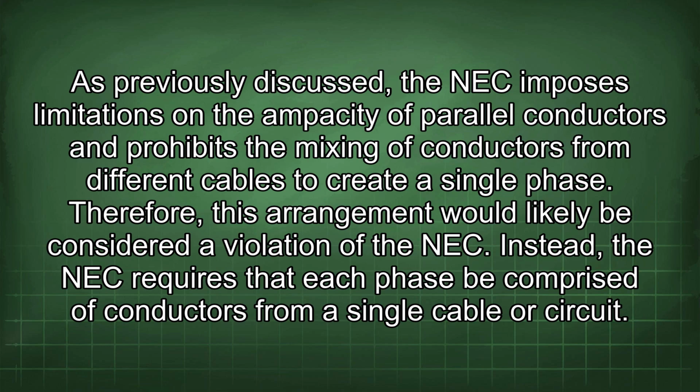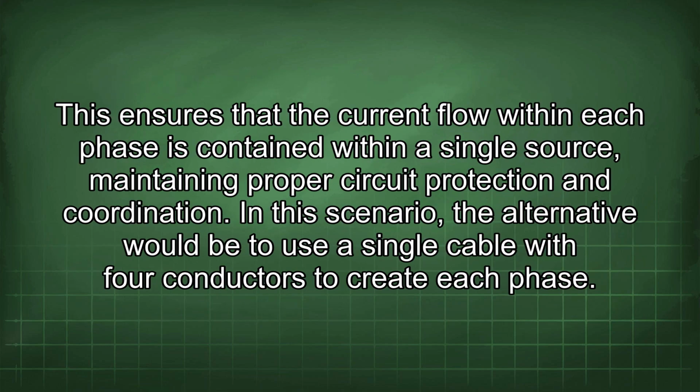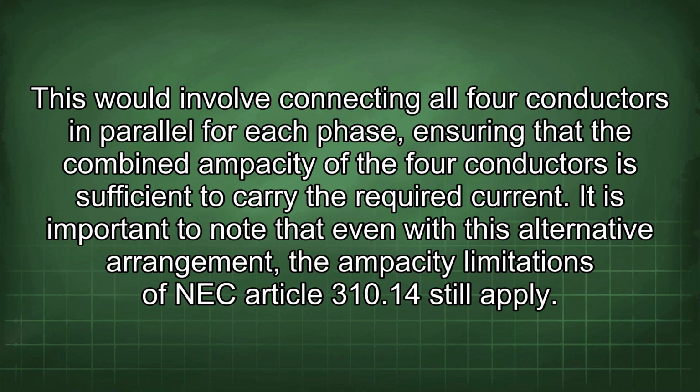Instead, the NEC requires that each phase be comprised of conductors from a single cable or circuit. This ensures that the current flow within each phase is contained within a single source, maintaining proper circuit protection and coordination. In this scenario, the alternative would be to use a single cable with 4 conductors to create each phase. This would involve connecting all 4 conductors in parallel for each phase, ensuring that the combined ampacity of the 4 conductors is sufficient to carry the required current.